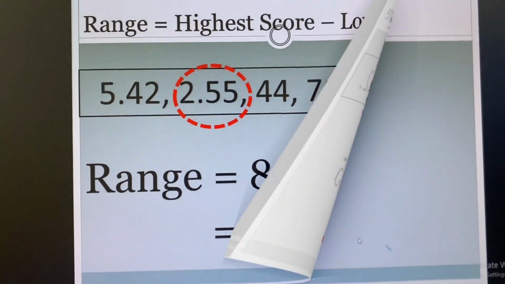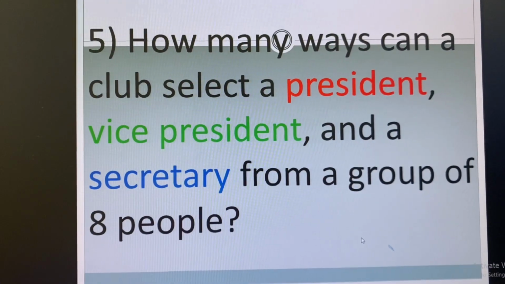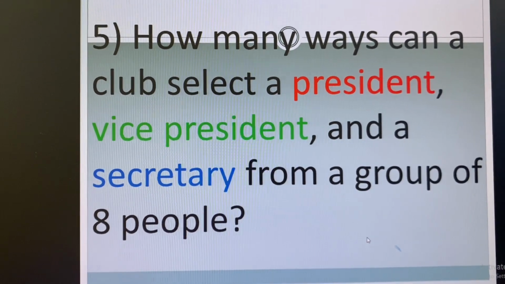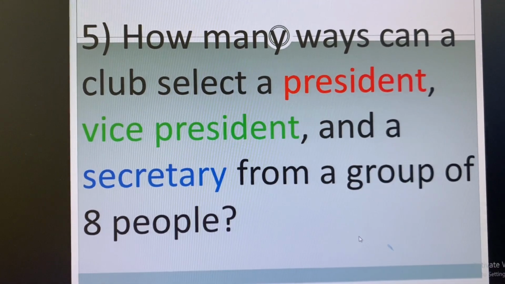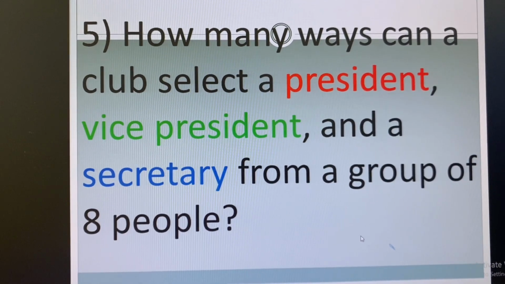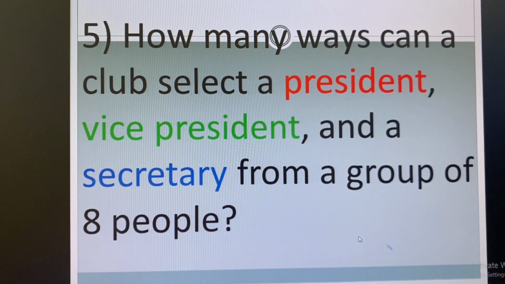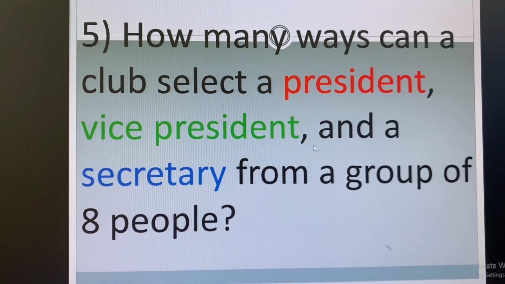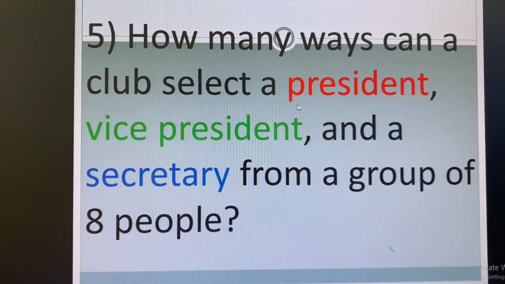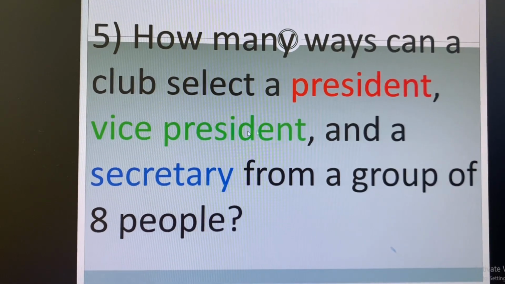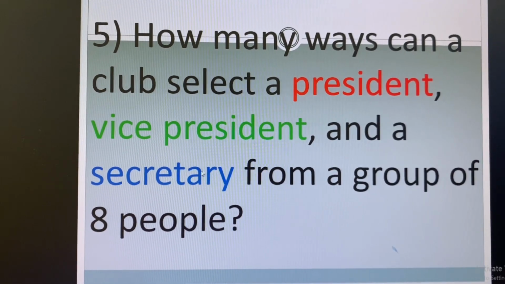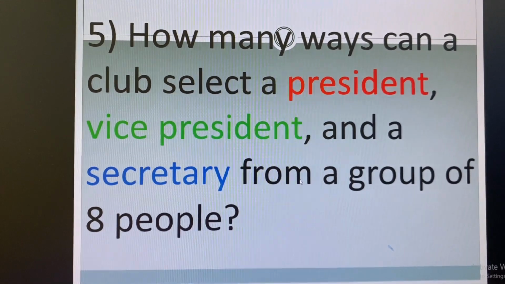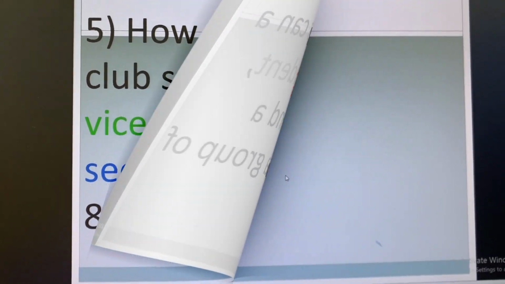Alright. Next question. Number 5. How many ways can a club select a president, vice president, and a secretary from a group of 8 people? You will notice that here there's an order already. President, order of position, vice president, secretary. So you are going to use here the formula for permutation. Order matters.